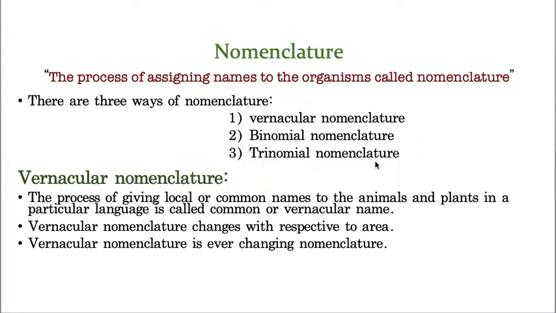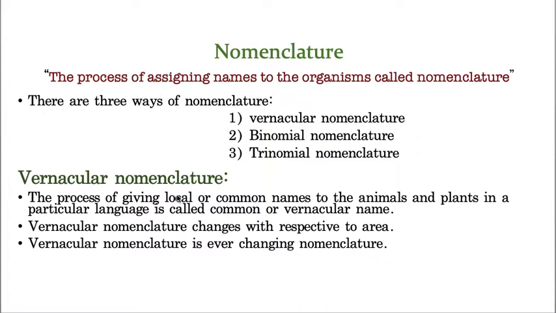Now let us start reading one after another. The first one is vernacular nomenclature. Giving local or common names to either an animal or a plant is called vernacular nomenclature. For example, in English it is dog, and in the local language we call it kutta. For example, snake is there, we call it sap. That means we are giving local names to identify the organisms.